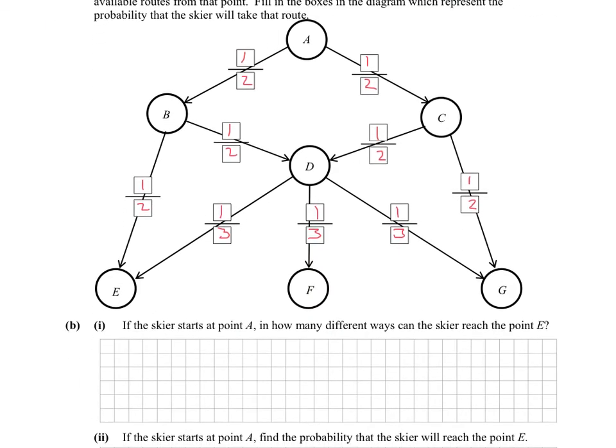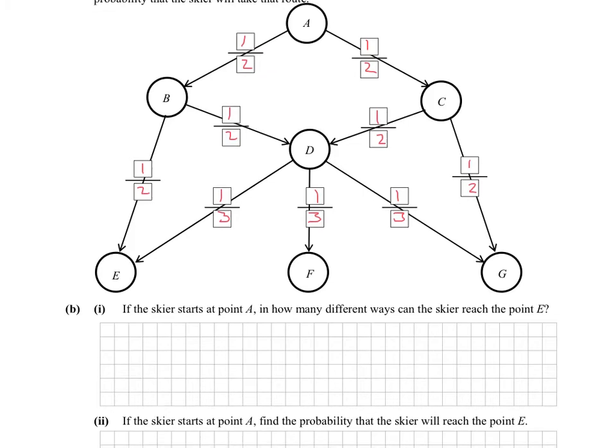Now we're asked to use this diagram and look at the different ways in which we can get to point E, starting at point A. So we're starting at point A and making our way all the way down to point E. There's a variety of ways in which we can do this. Starting at A, we could go to B and down to E. That would be one route. The next route option would be to go to B but then go to D before going down to E. And lastly, the third option is to go via C before going to D and then E.